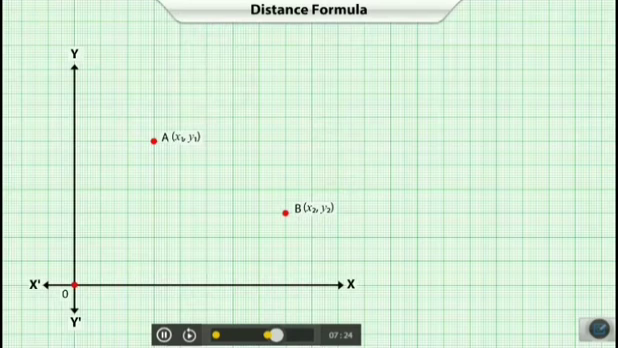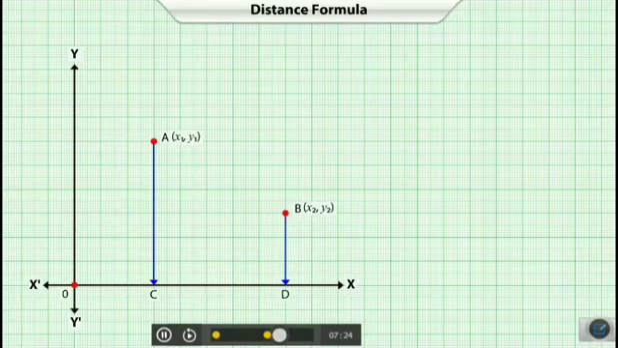Now, let's draw a line from point A parallel to the y-axis. This line meets the x-axis at point C. Let's draw another line from point B, parallel to the y-axis. This line meets the x-axis at point D.